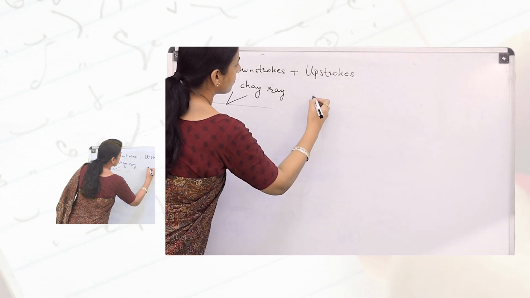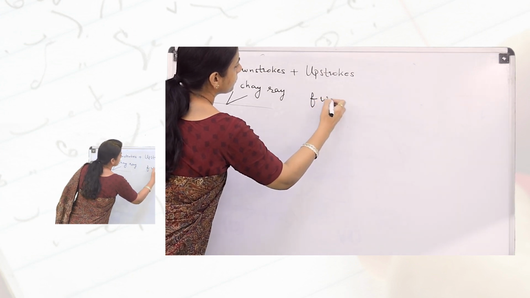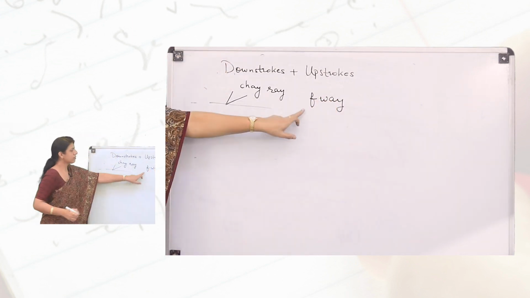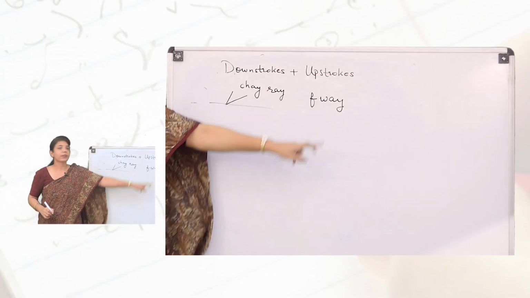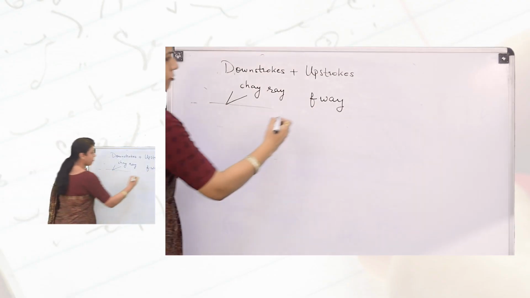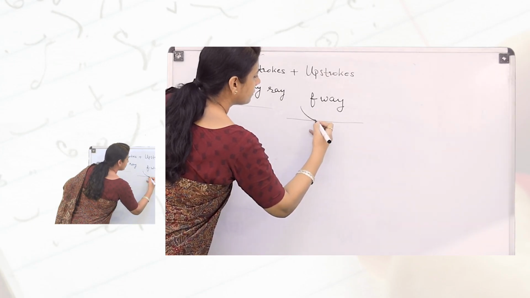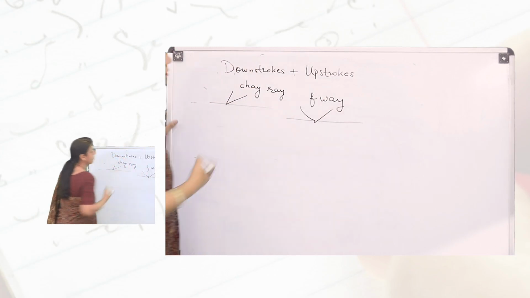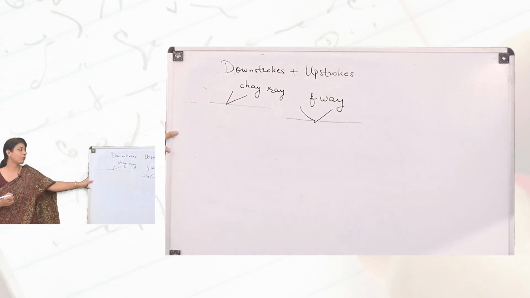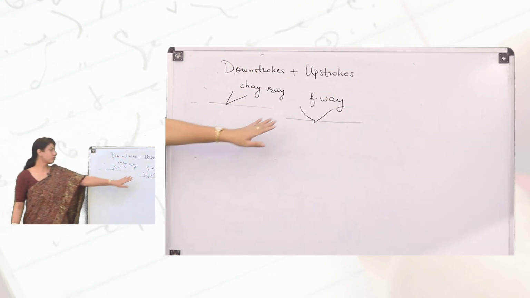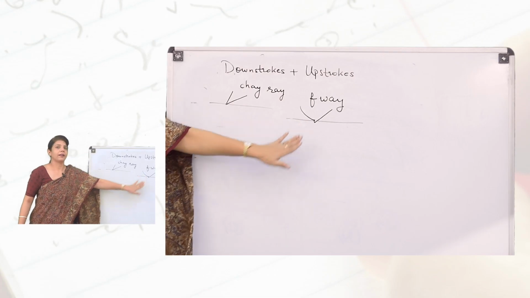Next example is, F is a downstroke and V is an upstroke. So F will be on the line, and wherever F ends, we need to begin with the outline of V. So this is joining of F and V at the second place.